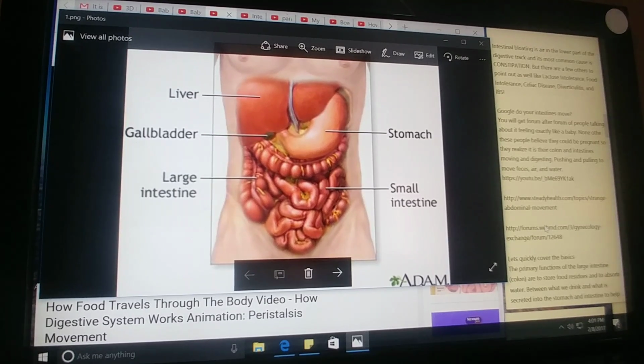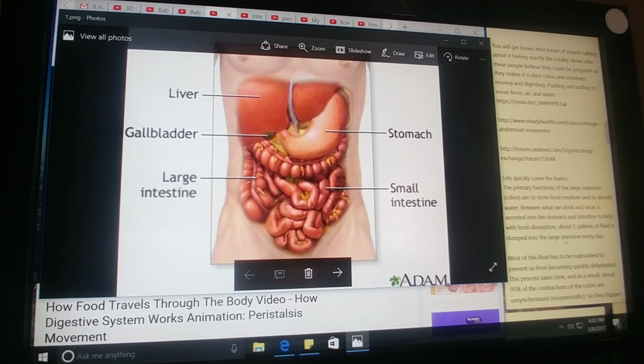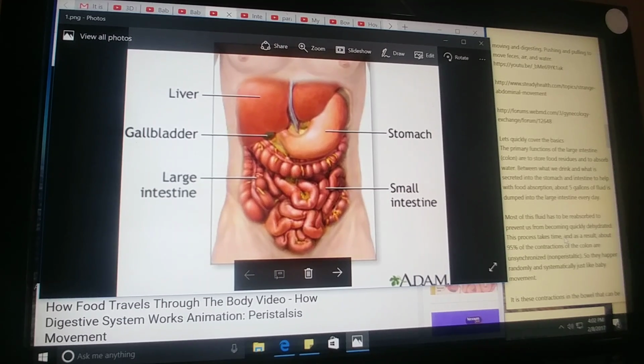Google "Do your intestines move?" and you will get forum after forum of people talking about it, feeling exactly like a baby moving inside them. None of these people believe they could be pregnant, so they realize it is their colon and intestines moving and digesting, pushing and pulling to move feces, air, and water. And I will link some articles that do further explain movement in the abdominal region that have nothing to do with pregnancy.